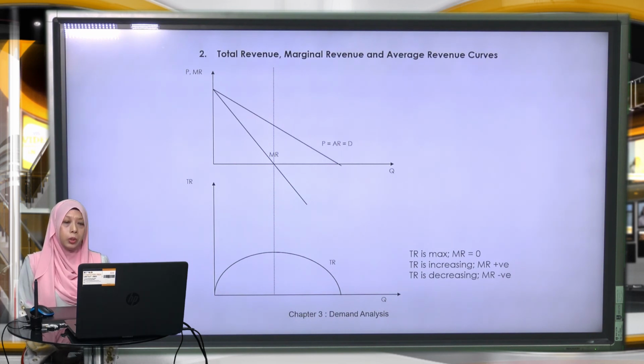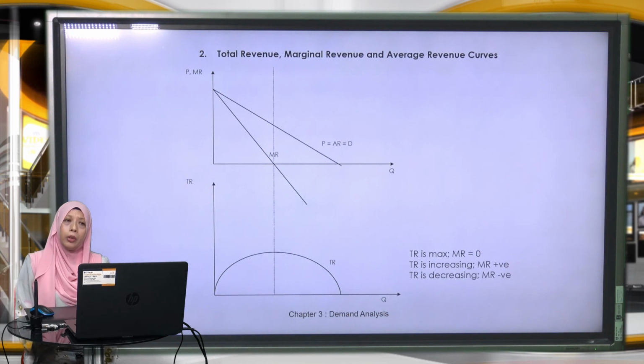As I mentioned to you, in this course, we're only going to deal with the linear function. And just now we proceed by looking at how to derive the conventional demand curve function, total revenue, marginal revenue, and average revenue function. Now, why is it important for us to derive all these functions?